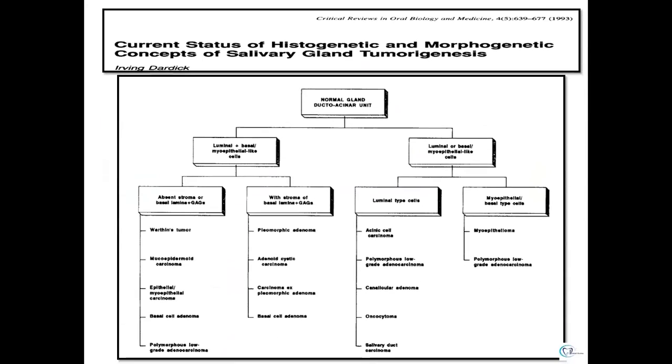So when we talk about the histogenesis of polymorphous low-grade adenocarcinoma or PLGA, it can be derived either from a combination of luminal plus abluminal cell population, or only from the luminal cell population, or purely from the myoepithelial or the basal component, that is the abluminal component. So it can arise either in combination from luminal and abluminal populations or from either of them.